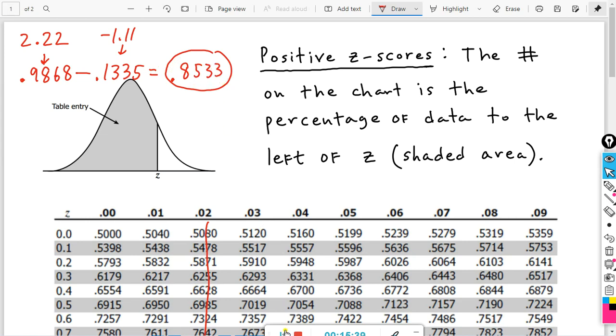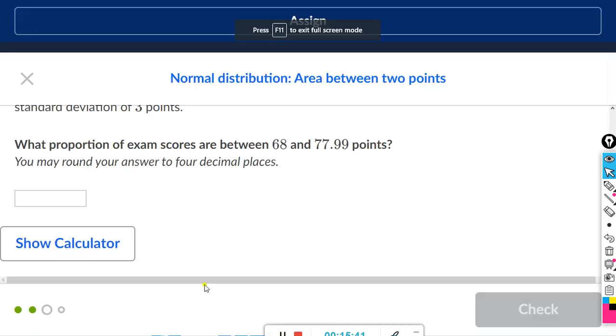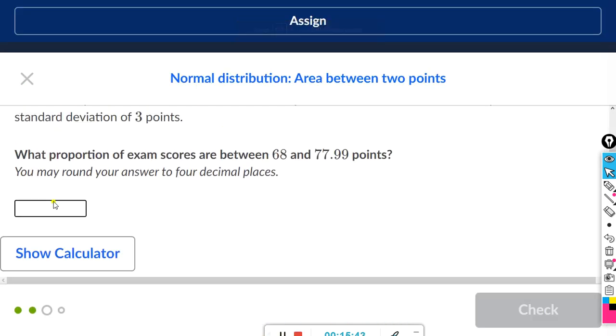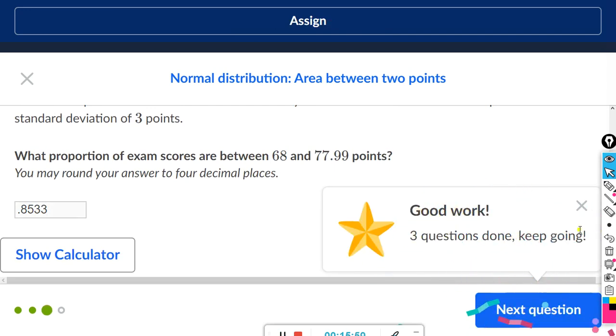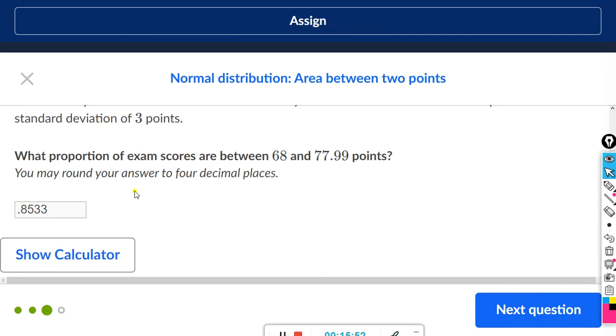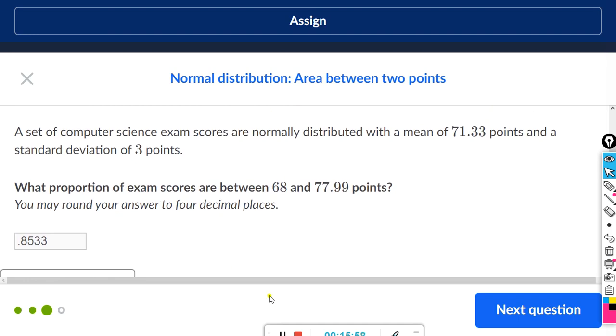You just enter that number in the box. All right, right here, 0.8533. All right, if you want to put the 0 in front, you can and make it 0.8533, but that's the same thing.